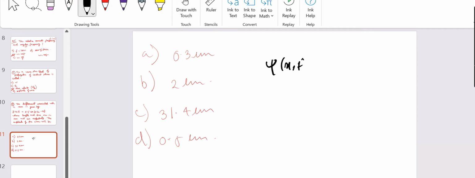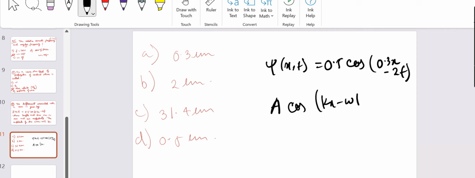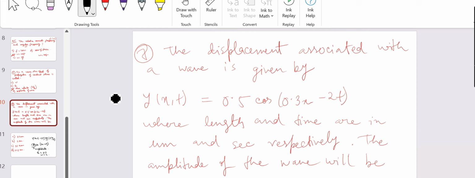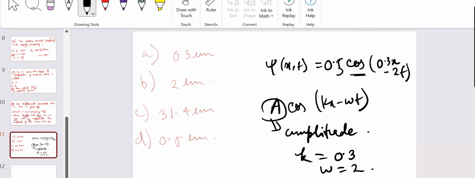So the wave is given by 0.5 cos(0.3x minus 2t). We'll compare it with our standard form of wave, A cos(kx minus omega t), as here it is cos. We know A is the amplitude. k is here 0.3, omega is 2. Here it is also written down: the length is in micrometer and the time is in second. So the amplitude is basically, here we can see that it's 0.5.